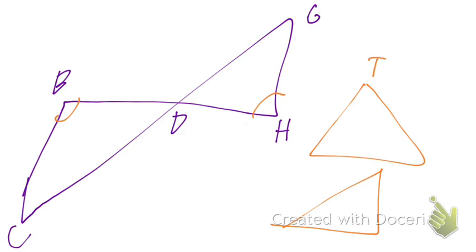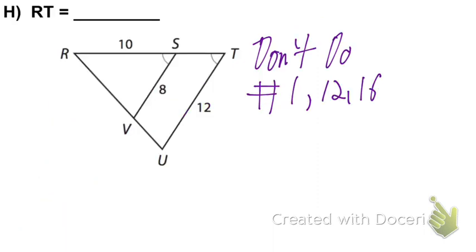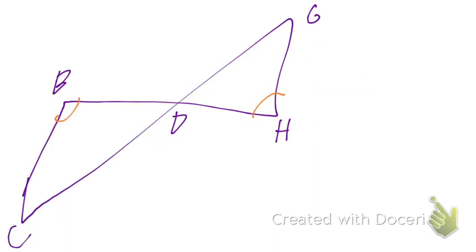Don't do that one. Did I say not to do that one? Oh, yeah, never mind then. You also said don't do 14. Don't do 1, 12, and 16. And here's our note on 15 that we need to mark angles B and H congruent.